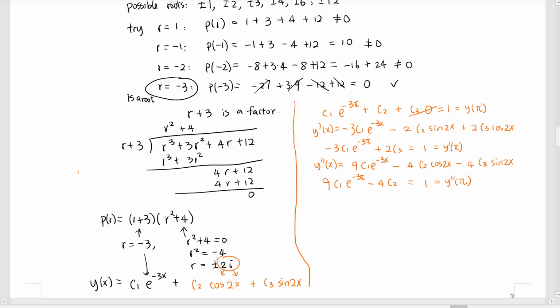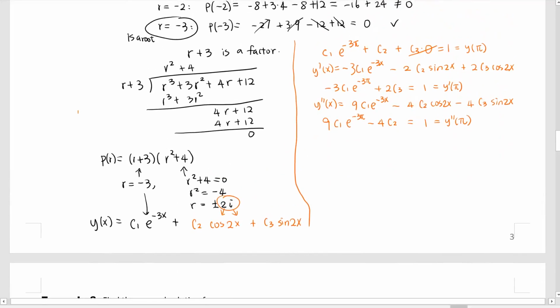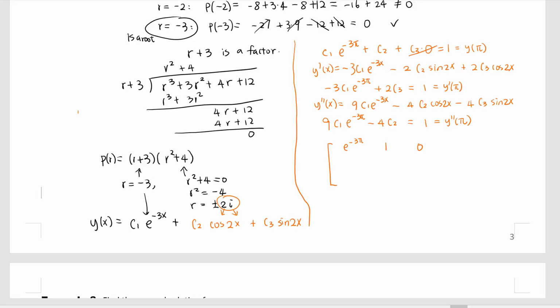Okay, so let's solve the matrix. Let's see whether we have enough space. First equation, e to the negative 3 pi, 1, and no c3, right hand side is 1. And then second equation, we have negative 3 e to the negative 3 pi, and then we have no c2 and 2c3, 1. Next, 9 e to the negative 3 pi, negative 4c2, no c3, 1.